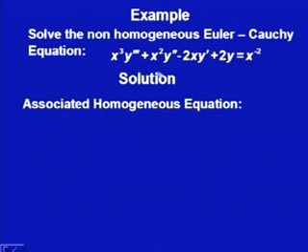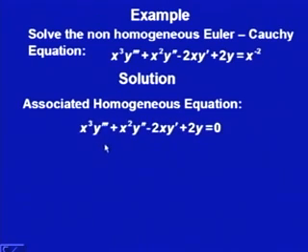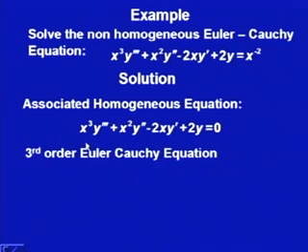The associated homogeneous equation corresponding to this non-homogeneous equation would be x cube y triple dash plus x square y double dash minus 2 x y dash plus 2 y is equal to 0. To solve this, note that this is nothing but the third order Euler-Cauchy equation. We know that in Euler-Cauchy equations the solution is of the form y is equal to x to the power m, and when we put this y as x to the power m and its derivatives in the equation, we get an auxiliary equation in terms of m.